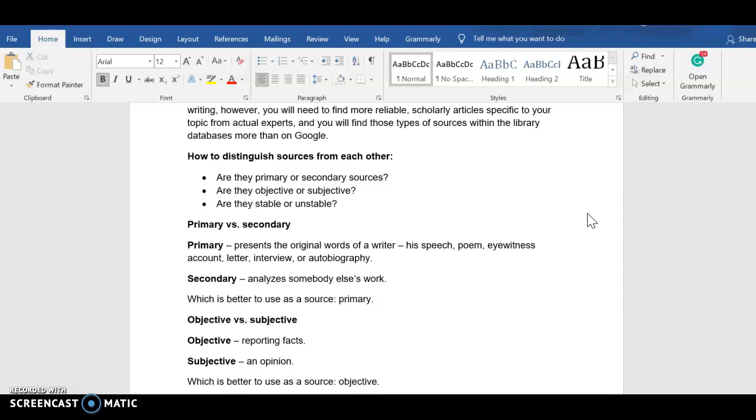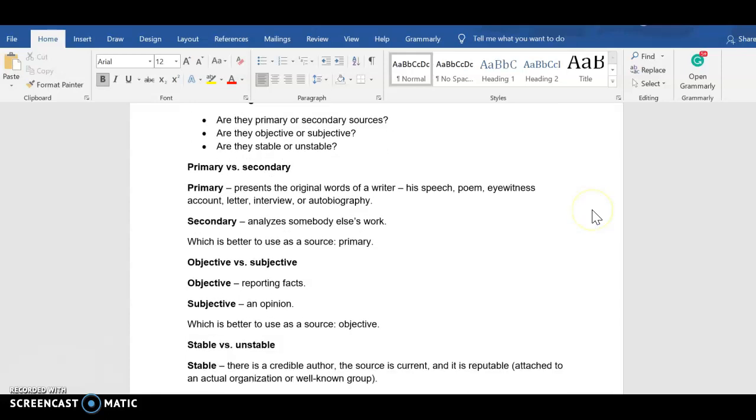Objective versus subjective. So objective is reporting the facts, and then subjective is giving an opinion. Of course, depending on the type of paper that we are writing, when we're doing our research, we want to try most of the time to have objective, reporting facts. That one is going to be better. Sometimes we do put in our opinion, and so then that would be subjective. But overall, when we're looking for sources, we want to look for facts that are going to help back us up in that research that we're doing and help build that paper. So objective will usually be best.